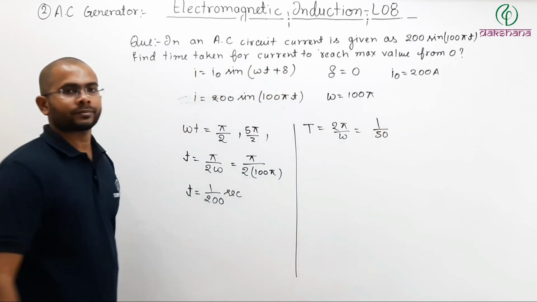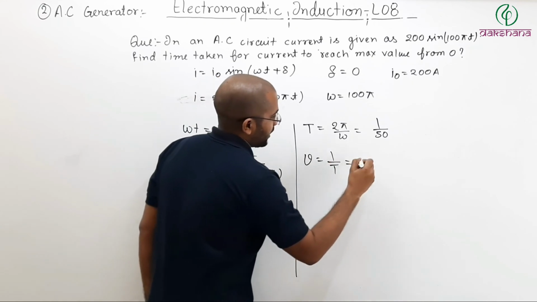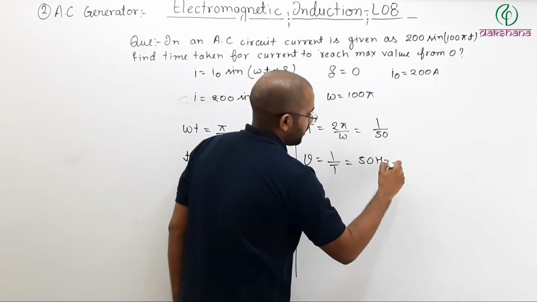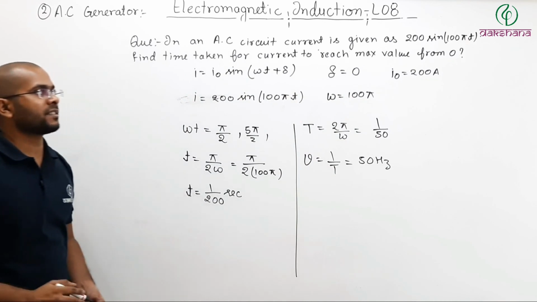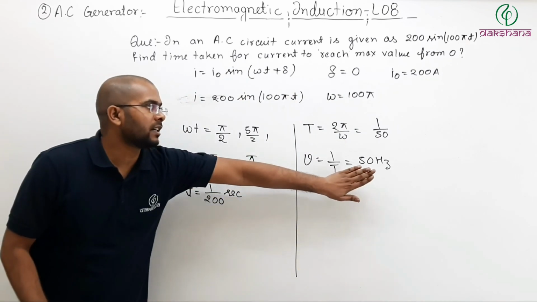1 by 50. What is your frequency? Frequency is nothing but 1 by t. 1 by t is how much? 50 hertz. So in this case, what is the frequency of your current? Frequency of your current is 50 hertz.